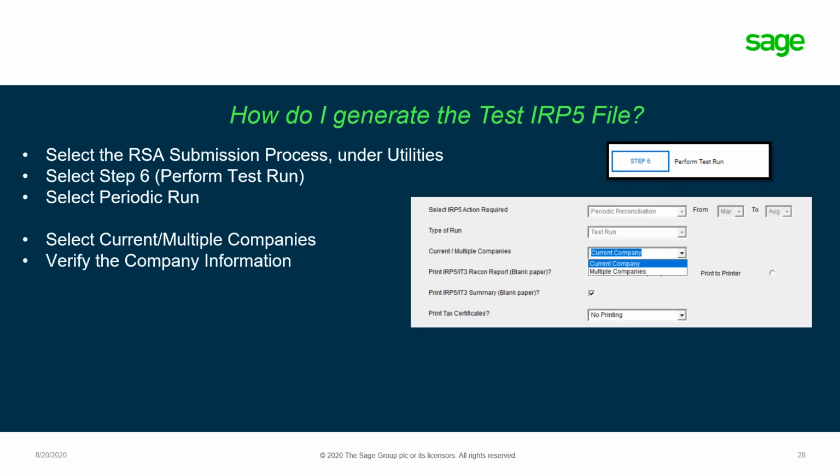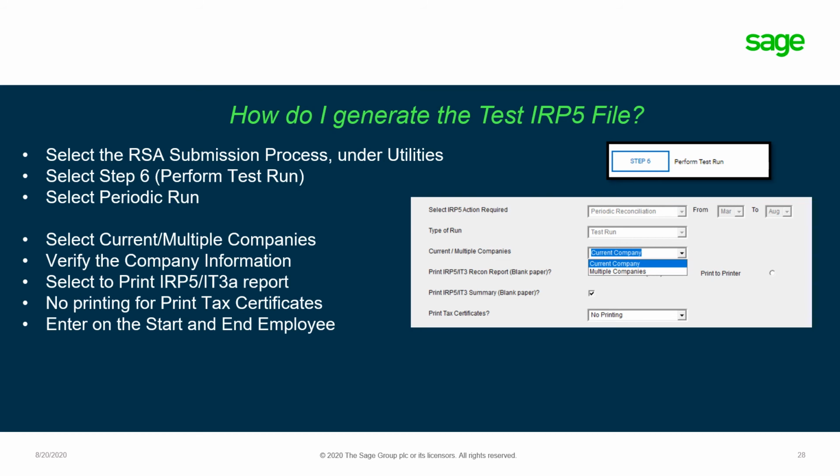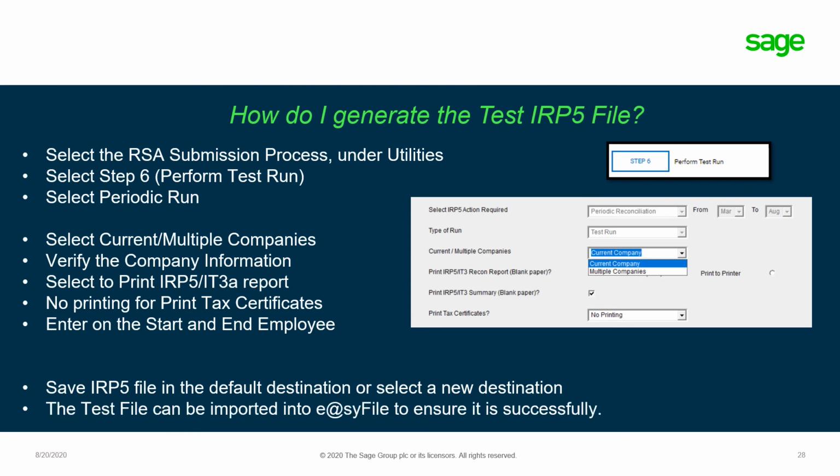Verify the company information that displays on screen. Select to print the IRP5 IT3A reports. No printing for print tax certificates. Enter the start and end employee. Save the IRP5 file in the default destination or select a new destination. The test file can be imported into EasyFile to ensure it is successful.